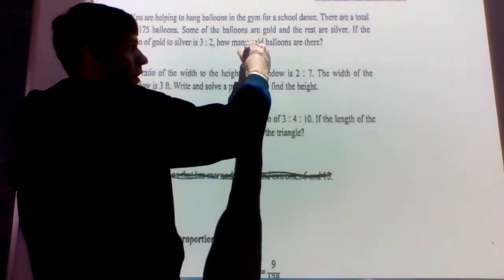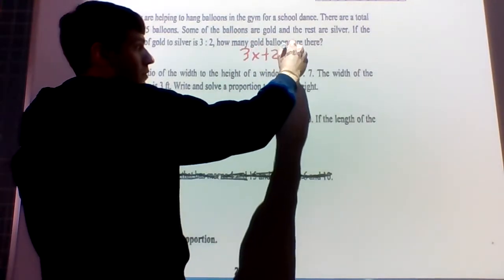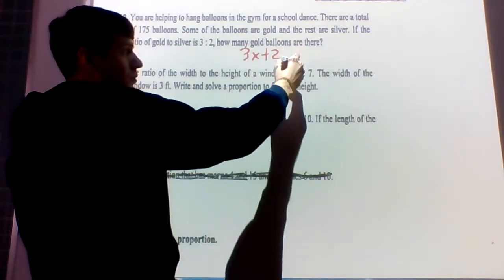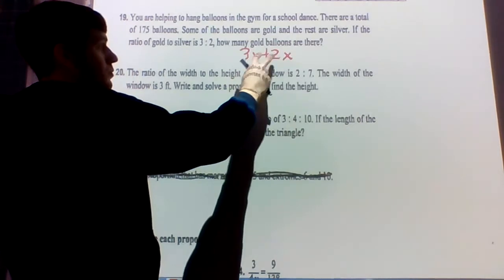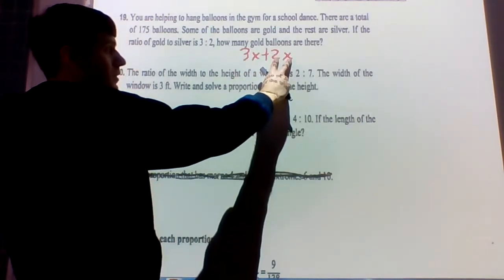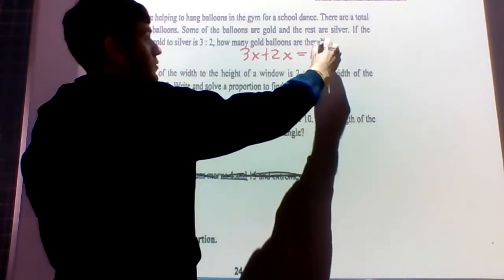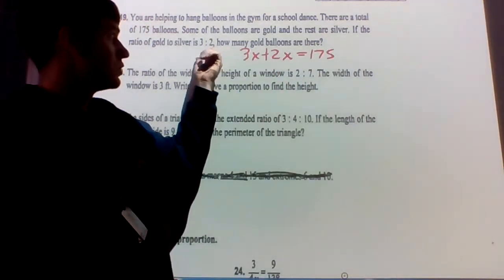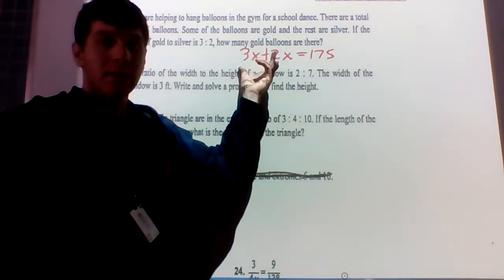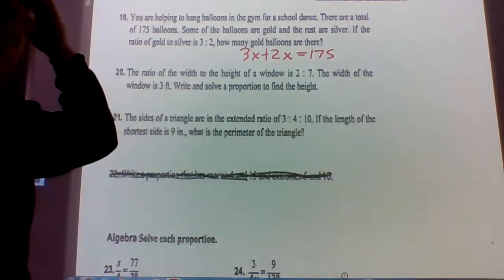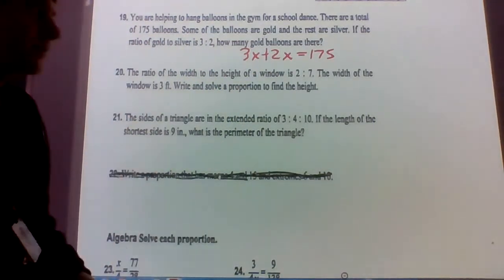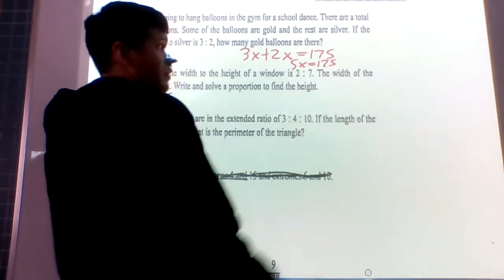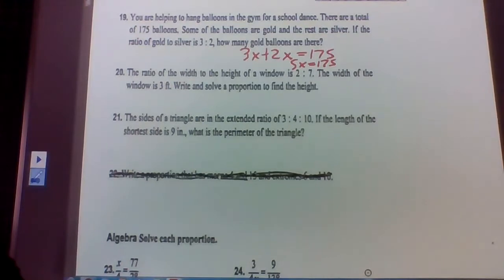So we're going to do 3x plus 2x. The number of gold balloons plus the number of silver balloons equals the total number of balloons, which is 175. Again, they're both x because it's a ratio, so the multiples are going to be the same. So we put x for both of them. So that's 5x equals 175. That's going to be 35.